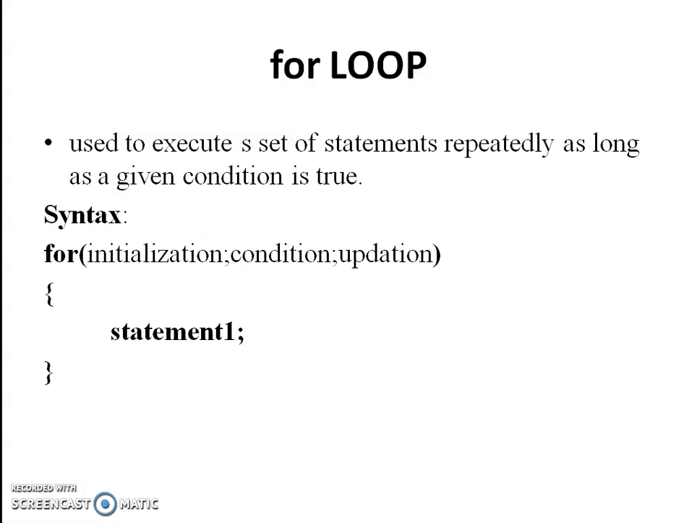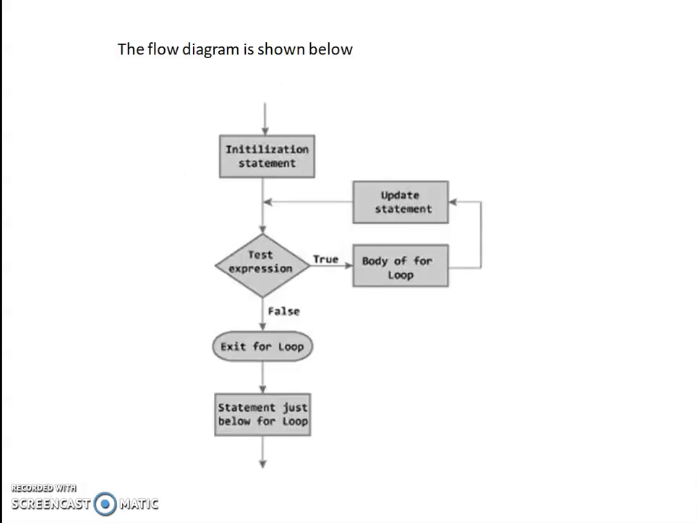Now how it works is, initialization will happen, and the condition will be checked. If the condition is true, statement 1 will be executed. After statement 1 is executed, it goes to the updation part, and then again the condition will be checked. If the condition is true, again statement 1 will be executed, again the updation occurs, again the condition will be checked. So this is how the for loop is going to work.